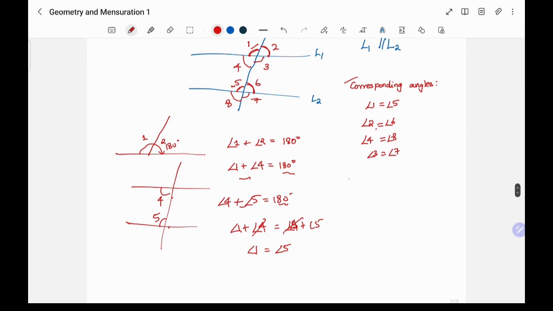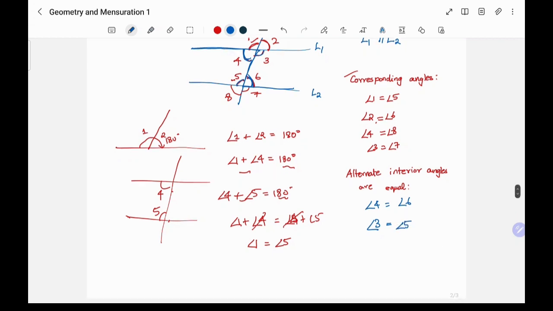The second one is alternate interior angles are equal. Alternate interior angles. So what does it mean? If you take this part, if you see 4 and 6, they are interior, between these lines, and they are alternating, like one is on the left side, one is on the right side. So these are equal. Similarly, 3 and 5, they are also inside and on the opposite sides, alternate sides. So angle 3 is equal to angle 5.